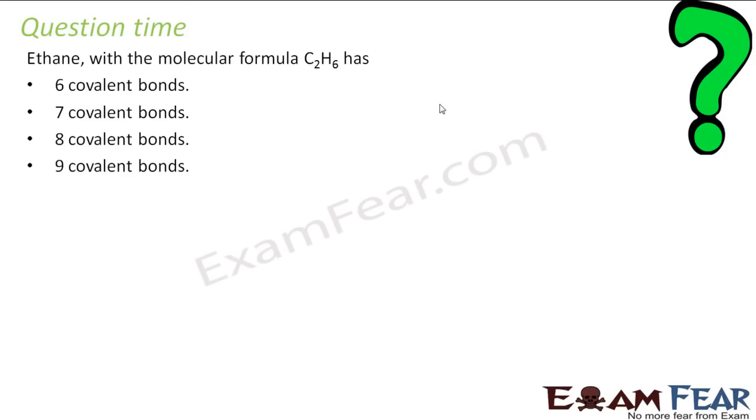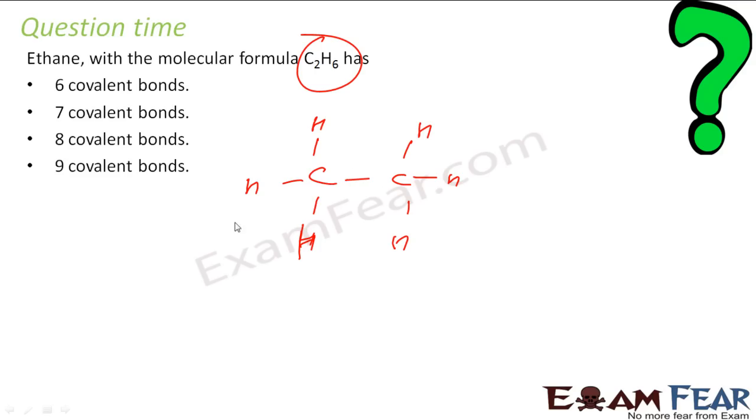So the question is, ethane with this molecular formula has how many covalent bonds? So let's draw the formula of ethane. We just drew it actually, so I'll draw it fast. This is the formula of ethane. 2 carbon, 6 hydrogen. Saturated. Now the question is how many covalent bonds? 1, 2, 3, 4, 5, 6, 7. So the answer is 7. So in such questions where you are asked how many covalent bonds a particular formula has, draw the structure and get the answer. That's the best thing. Correct?